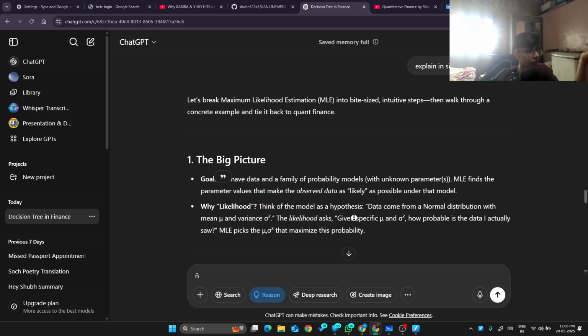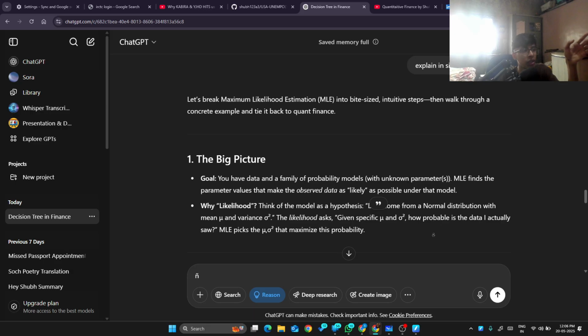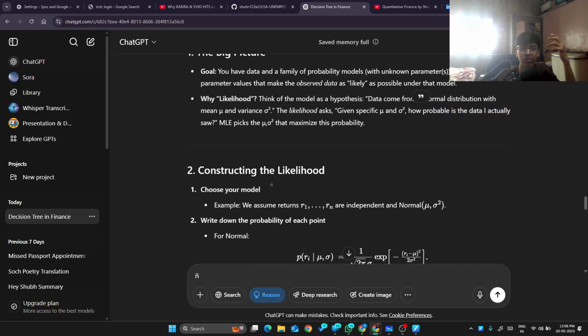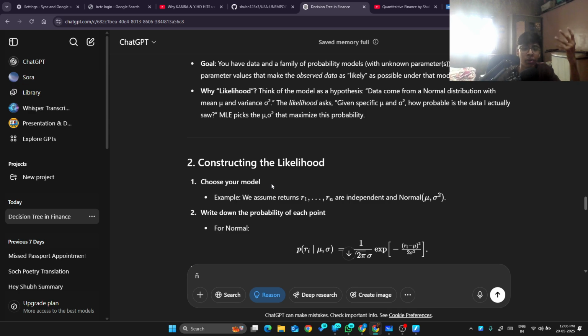So what is likelihood? The concept of hypothesis testing is there. We create a hypothesis that the data is normally distributed with a specific mu and sigma parameter, and we try to find how probable the data I actually saw is, how much probability there is that it exists in that distribution. Then we use an optimization technique to find the value that can increase the probability of that occurring.